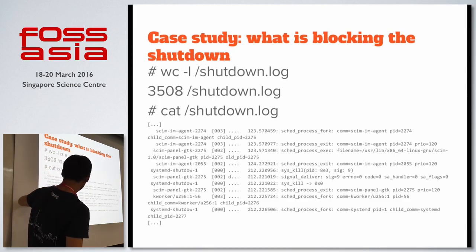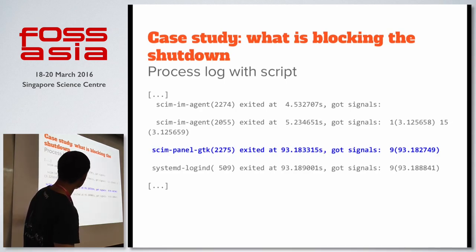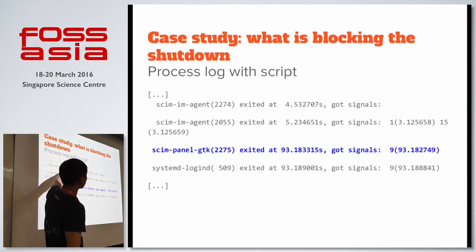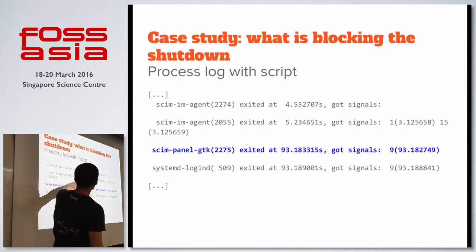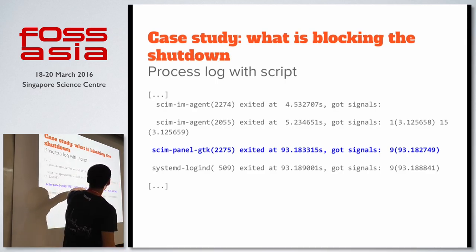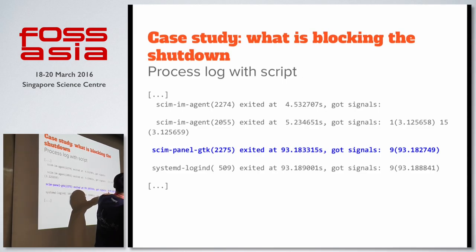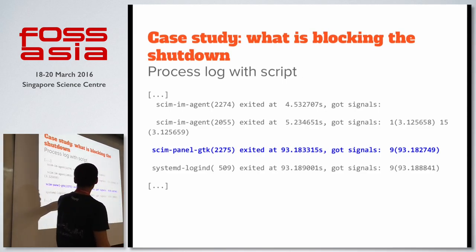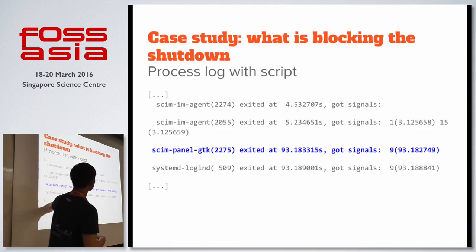And the log is not so human friendly, so I process it with a simple bash script. Now you can sort and find which process is blocking the system. You can see here the timestamp is about 5 seconds. And the next time, this one got a signal, number 9, which means SIGKILL. So this process made the shutdown time out and got killed by systemd.